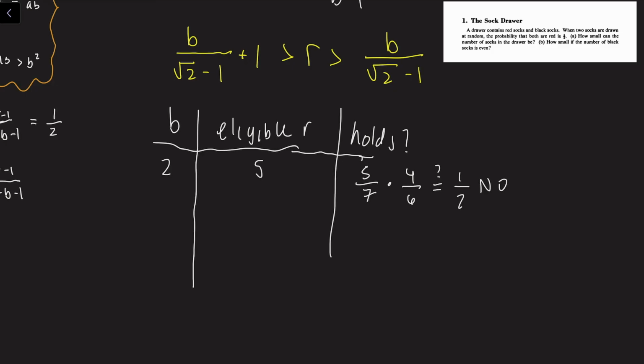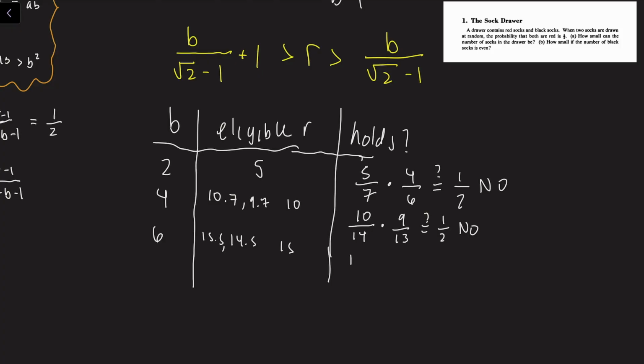Okay, so let's test our next b value. If you use your calculator, 10.7 and 9.7. So that means our only integer value between those two is 10. And then we can check if it holds. So 10 over 14 multiplied by 9 over 13. Does that equal 1/2? No. Let's check 6. We're going to get 14.5 and 15.5. And our eligible r is going to be 15.